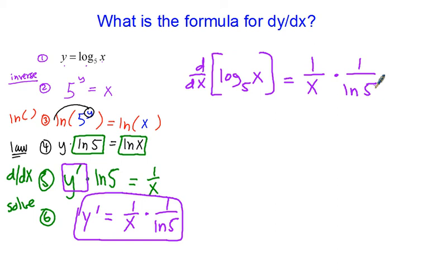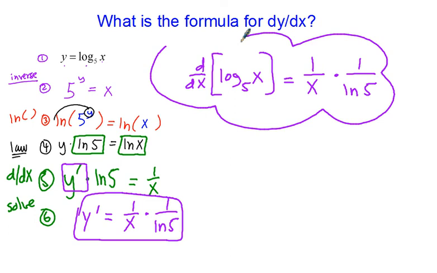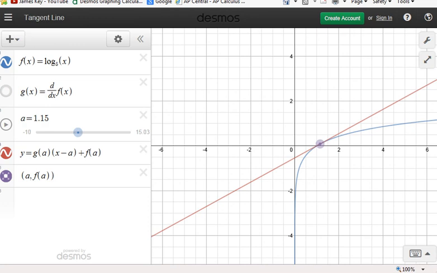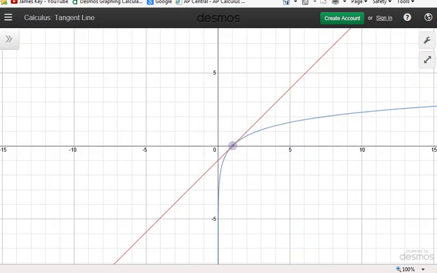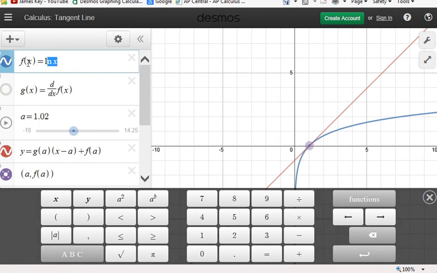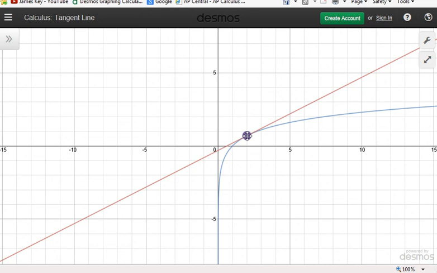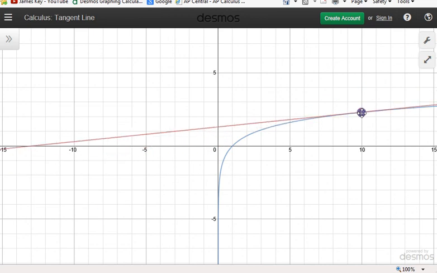Let's go ahead and look at that graphically and try to develop some sort of understanding of what this rule is telling us. So let me pop over to my logarithm function, if I have that up here. Here's my natural log function. And the rule here is that the slope is 1 over x. So when x is 1, the slope is 1. When x is 2, the slope is a half. When x is 5, the slope is a fifth. When x is 10, the slope is a tenth. That all looks right.